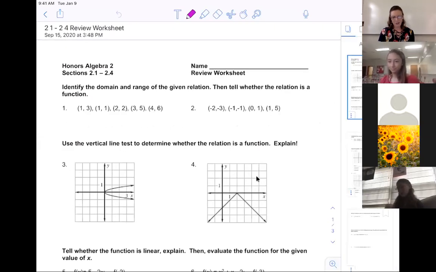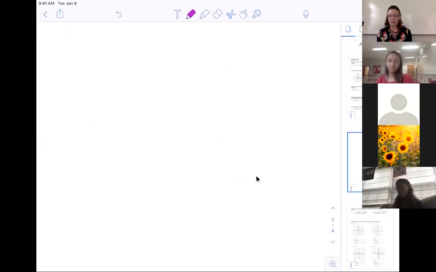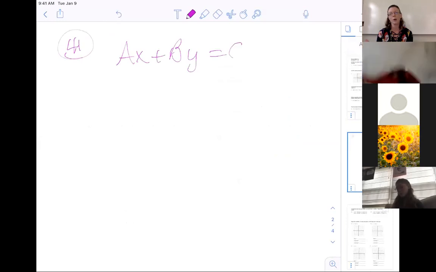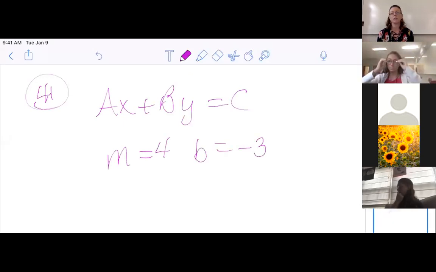Okay, so we are going to try and create an equation. And that equation for number 41 is supposed to be in that ax plus by equals c form. And then it gives us information about a slope, and it also gives us information about a b value. And it's saying that the slope is 4, and the b value is -3.